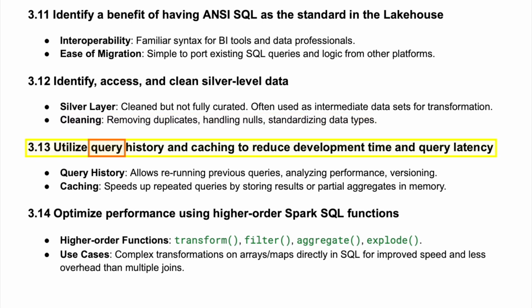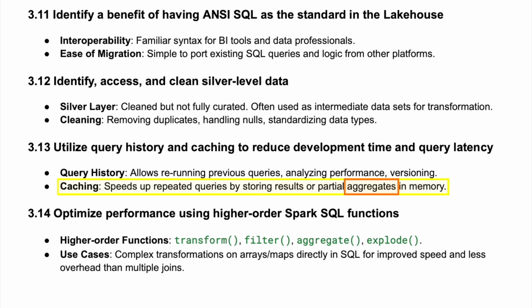3.13 Utilize query history and caching to reduce development time and query latency. Query history allows rerunning previous queries, analyzing performance, versioning. Caching speeds up repeated queries by storing results or partial aggregates in memory. 3.14 Optimize performance using higher order Spark SQL functions. Higher order functions transform, filter, aggregate, explode. Use cases: complex transformations on arrays and maps directly in SQL for improved speed and less overhead than multiple joins.